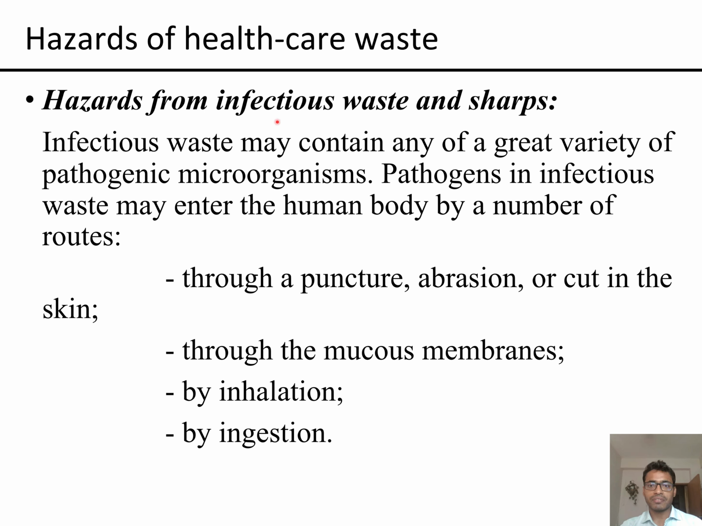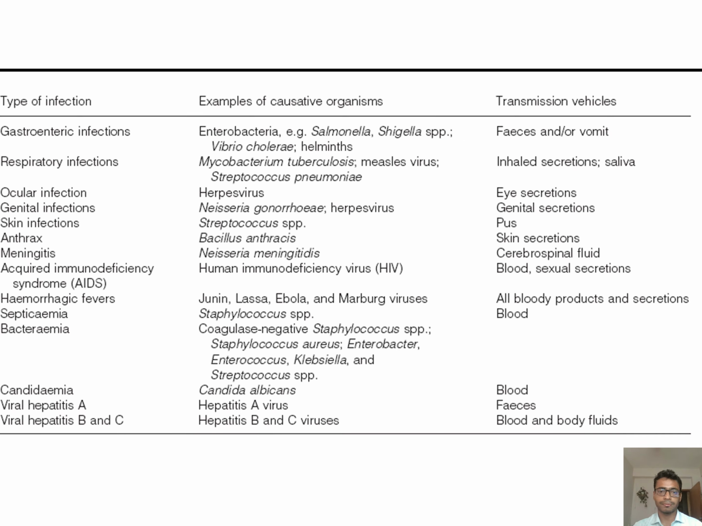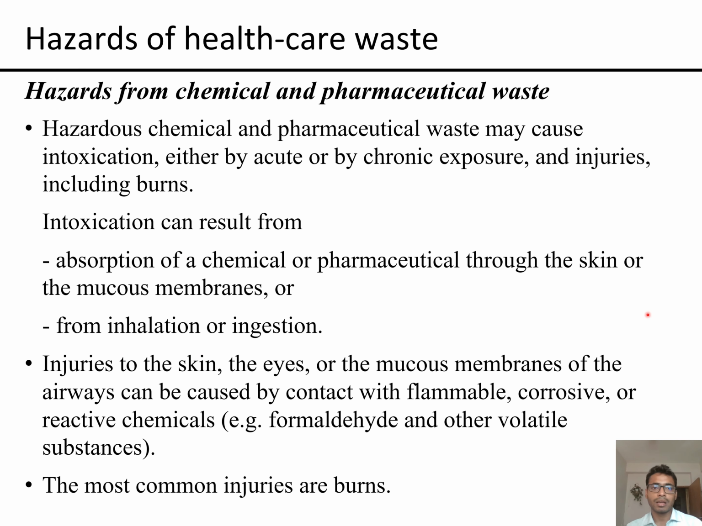There are some hazards from infectious waste and sharps: puncture, inhalation, ingestion, and entry through mucous membrane. Different types of infection, their causative organisms and transmission vehicles have been given here. You can go through this. Hazards from chemical and pharmaceutical waste: intoxication can result from absorption of the chemical or pharmaceutical through skin and mucous membrane, or inhalation or ingestion. Burns and injuries to skin, eye, and mucous membrane of the airways can also occur.